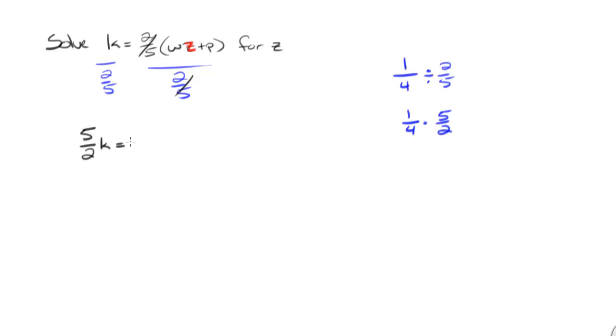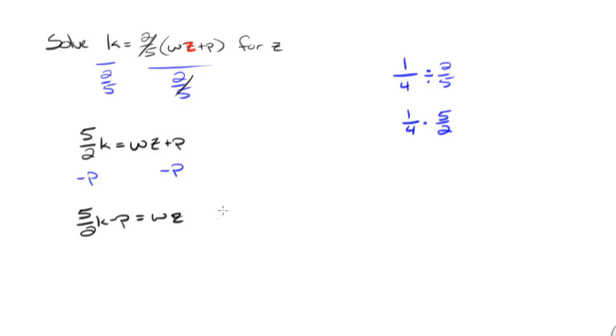So what I'm left with is wz plus p. And now the w is being multiplied by our z, and we have the p being added. The second thing we're going to do is subtract p from both sides. What that would give us is 5/2 k minus p equals w times z.